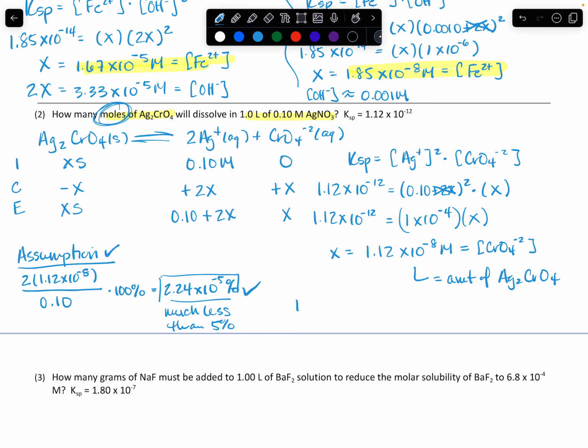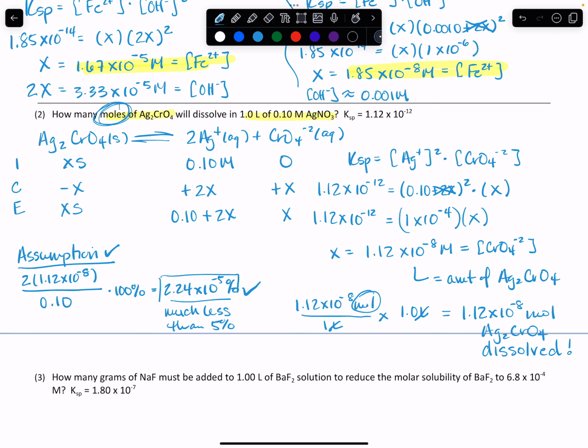So we need to take our value, 1.12 times 10 to the negative 8 moles per 1 liter, and then we're going to multiply it by the volume, which in this case is 1 liter. So that's going to cancel. We'll be left with moles. So 1.12 times 10 to the negative 8 moles of that Ag2CrO4 dissolved. Now if it had asked for grams, we could have used the molar mass to calculate the grams. But this is how we determine how much actually dissolved.